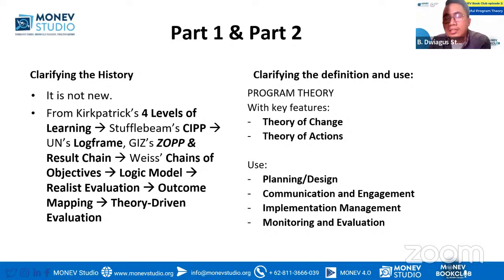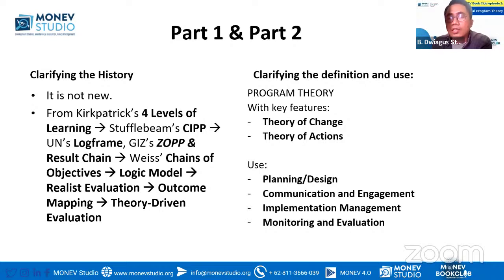Actually, program theory, as Prof. Patricia Rogers emphasized in the book, has key features of theory of change and theory of action, but we can discuss that later. And the most important thing I'm also aware of is that this is going to be useful for planning and design. It helps us communicate what our program is actually doing. It could create engagement, because we can have a common understanding with other stakeholders, and it provides an opportunity to work together to achieve the objective or goal of the program.